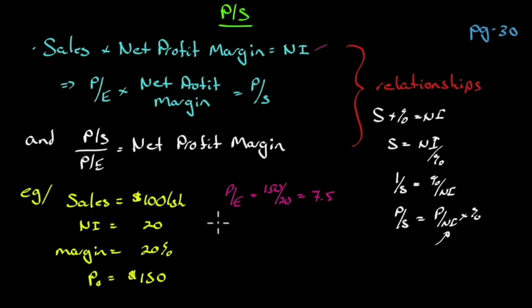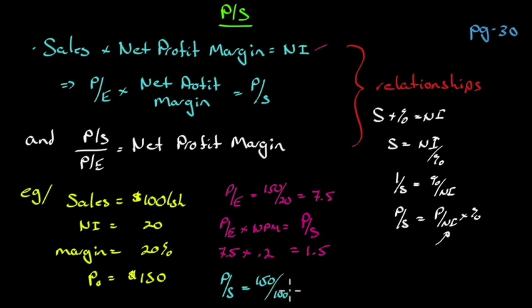So let's check our second statement here, which is our PE times our net profit margin. Let's see if we can get there. Our PE is 7.5. Net profit margin is 0.2. So 7.5 times 0.2 equals 1.5. Our price to sales should be 1.5. Let's find out if it is. Our price is 150. Sales per share is 100, so it's 1.5. There we go. So it's a nice little relationship that if we're given two ratios, price to sales and price to earnings, from that we can come up with net profit margin.